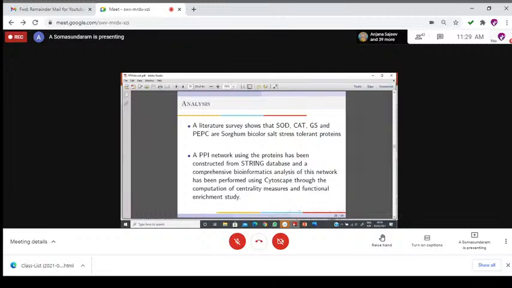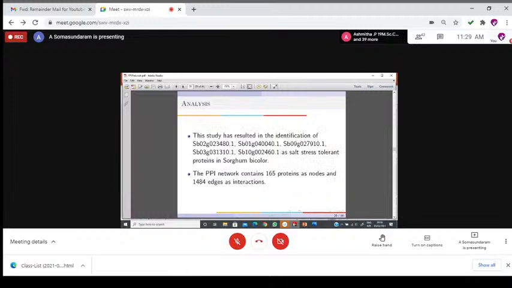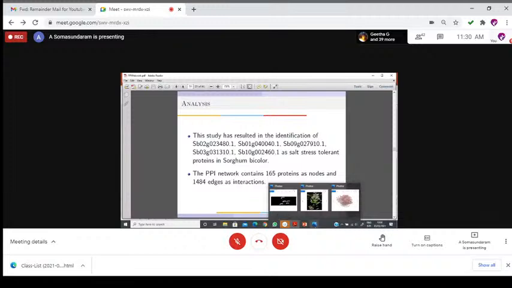Let us see. Now the study which we have done, so don't panic with this. Yes, this is how they represent the protein. These are all salt stress tolerant proteins in Sorghum bicolor. Sorghum bicolor is nothing but a millet variety, so it's a millet plant. Experimentally this plant was grown, and we identified that these are the 5 stress tolerant proteins.